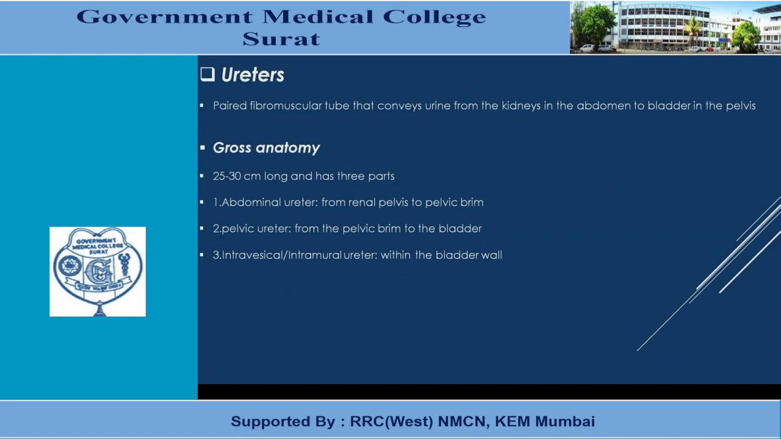Ureters. These are paired fibromuscular tubes that convey urine from the kidneys in the abdomen to the bladder in the pelvis. Both ureters are approximately 25 to 37 centimeters long, and each has three parts: the abdominal ureter, pelvic ureter and intravesical or intramural part. The abdominal ureter is from the renal pelvis to the pelvic brim. The pelvic ureter is from the pelvic brim up to the urinary bladder, and the intravesical or intramural ureter is within the urinary bladder wall.